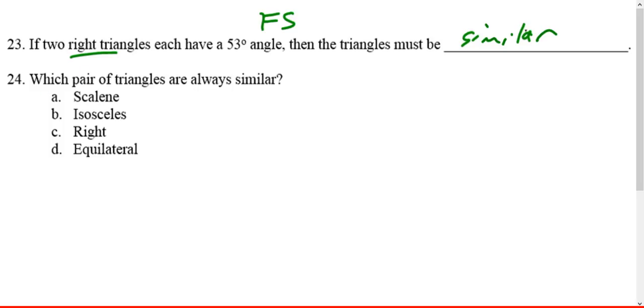Very similar question, that's why it's here on the same page, also from framework 5. Scalene triangles don't have to have anything in common. Right triangles will only be similar if you know another angle. Equilateral will always be similar. Two equilateral triangles will always be similar.